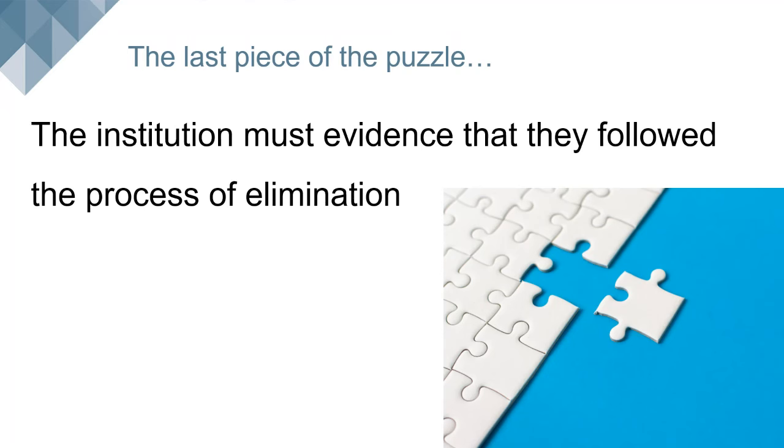The last piece of the puzzle is you need to evidence that you have followed the process of elimination. So you as an accountable institution, for each client, have gone through step 1, step 2, step 3 as need be, and you've identified who the warm body is.